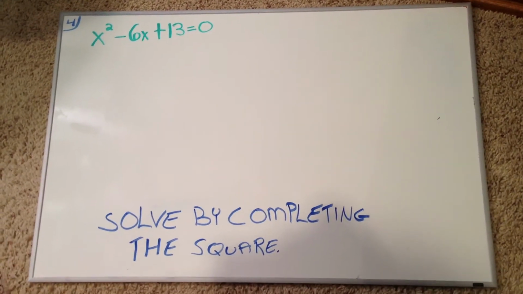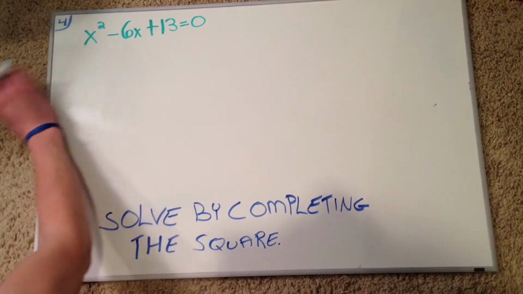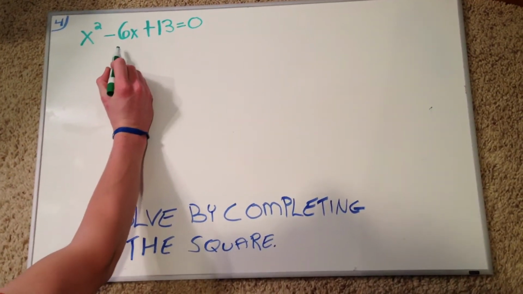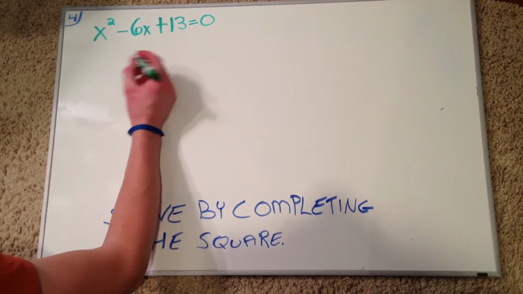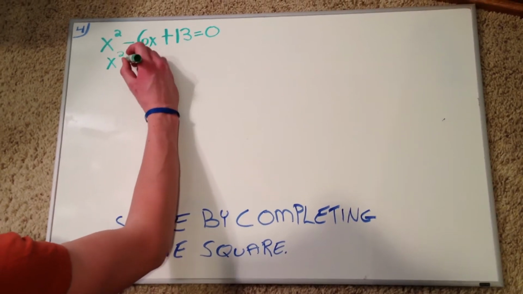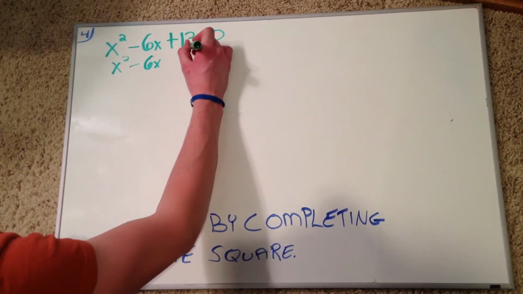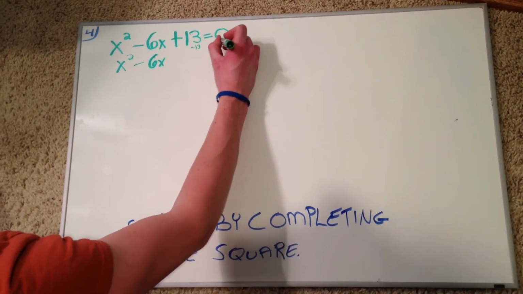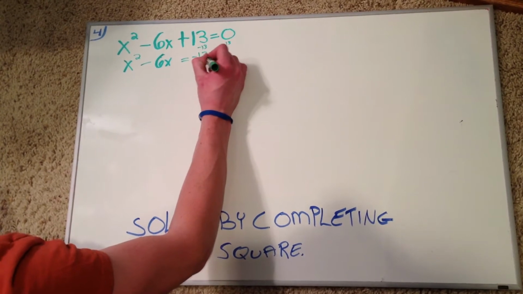Alright, so today our instructions are to solve our problem by completing the square. So our problem is x squared minus 6x plus 13 equals 0. So the first thing we're going to do, we're going to set x squared equal to 13. So we'll do x squared minus 6x. To get it to the other side, we're going to do minus 13 and minus 13. So we'll have equals negative 13.